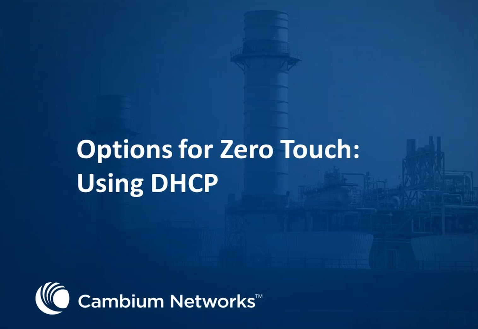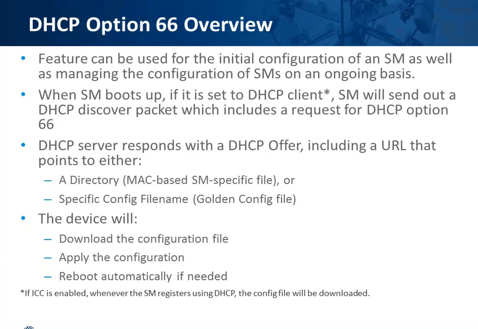So the first option to actually get the configuration file over to the SM is through DHCP, and it's specifically DHCP option 66. This feature can be used, again, for the original configuration or on an ongoing basis. When the SM boots up, if it's set to DHCP client, it sends out a discover packet, which includes the request for option 66.